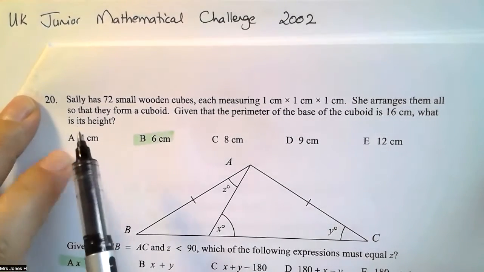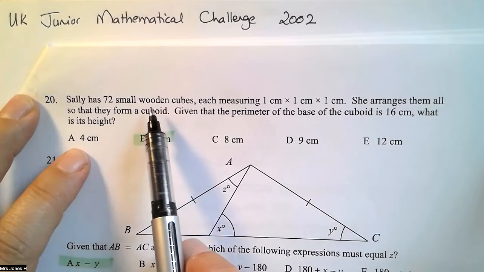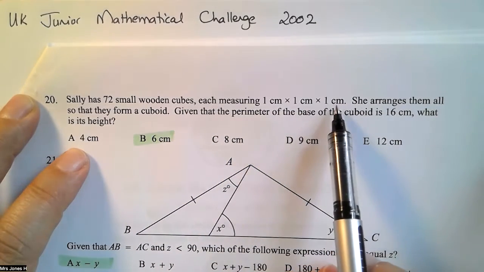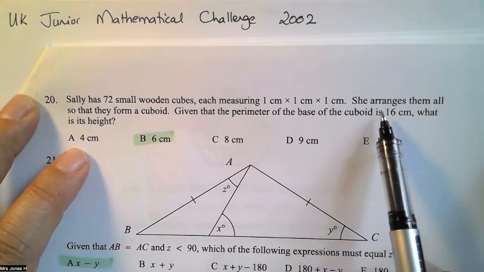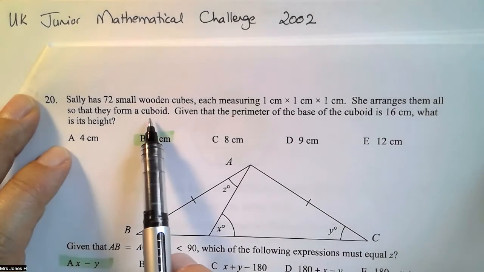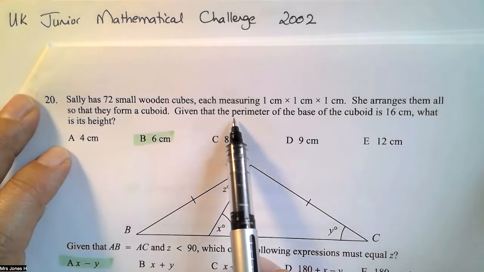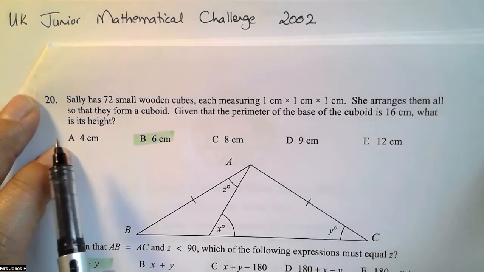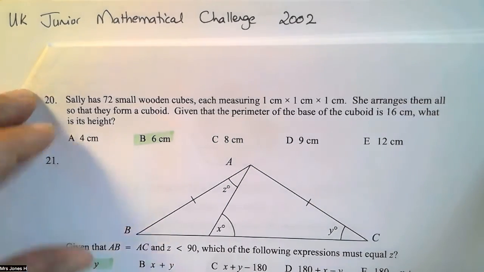Question 20. Sally has 72 small wooden cubes, each measuring 1 centimetre by 1 centimetre by 1 centimetre. She arranges them all so that they form a cuboid. Given that the perimeter of the base of the cuboid is 16 centimetres, what is its height?